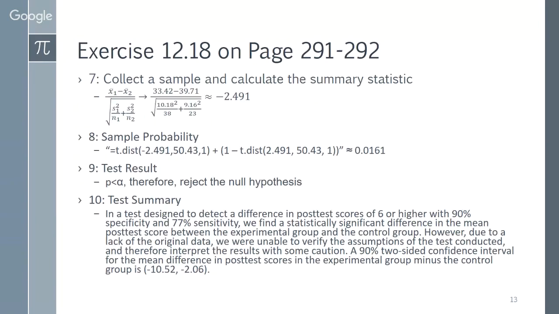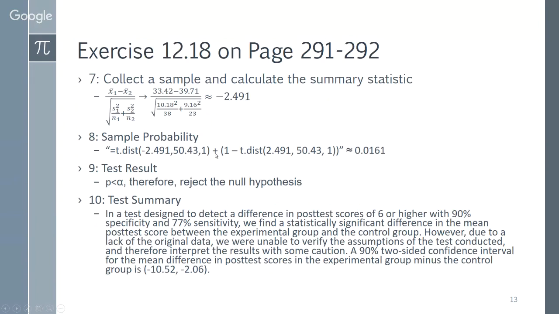Next, we calculate our summary statistic after collecting our sample. So this is the formula for calculating our test statistic, or t-value. It's, again, the difference in sample means divided by the standard error of the sample mean. So basically, I'm just plugging everything into the right spot. And this tells me that my test statistic, or t-value, for this data is minus 2.491.